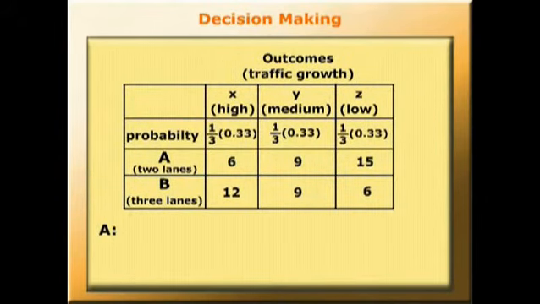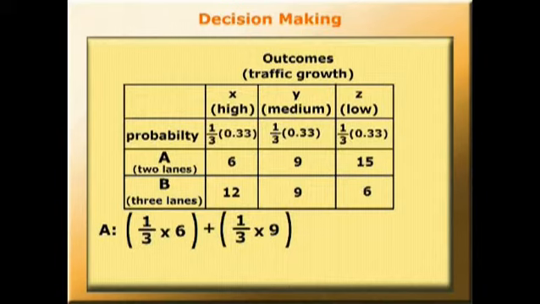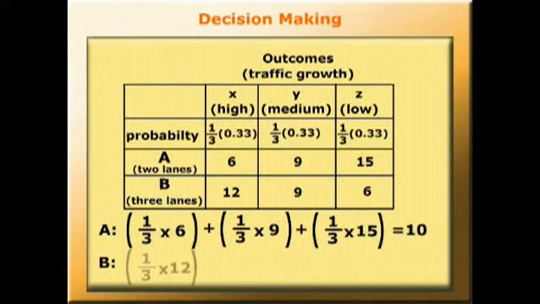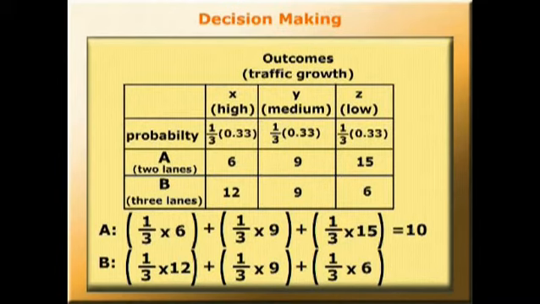So if we do that, we can now rework our calculations on this assumption. The expected benefit from A is now 1/3 times 6 plus 1/3 times 9 plus 1/3 times 15. If we add that up, we get an expected benefit from doing A of 10. Similarly for B, we take 1/3 times 12 plus 1/3 times 9 plus 1/3 times 6, and that gives us an expected benefit from B of £9 million worth of benefits. This time, using the principle of insufficient reason, we would decide that the better option is to stick with the dual carriageway, because the expected benefits from A are higher than they are from B.